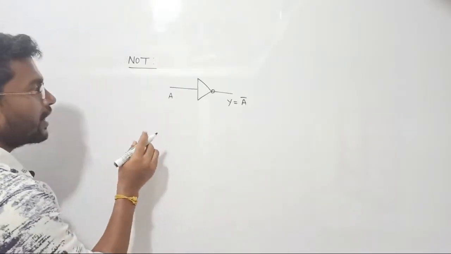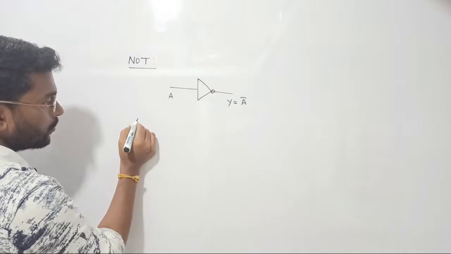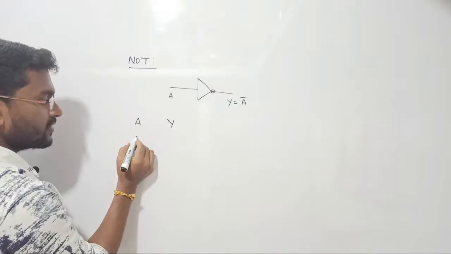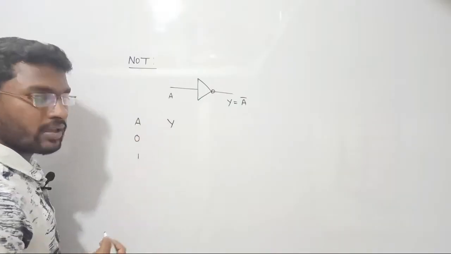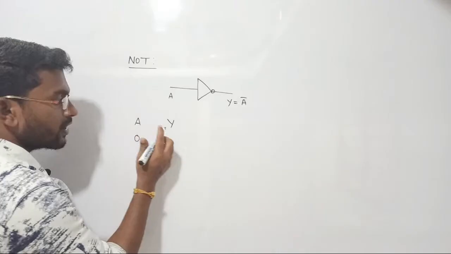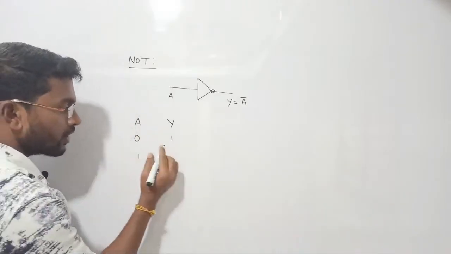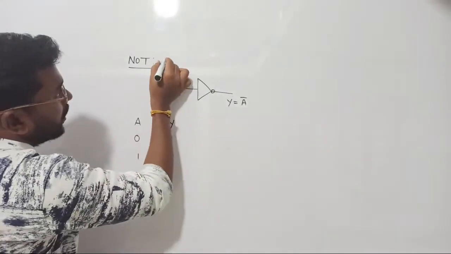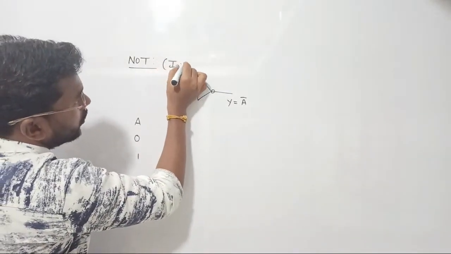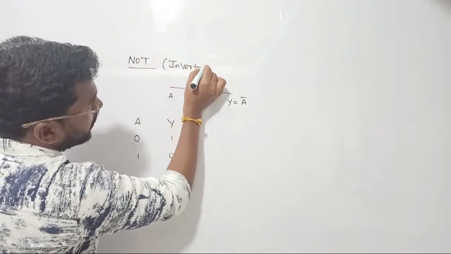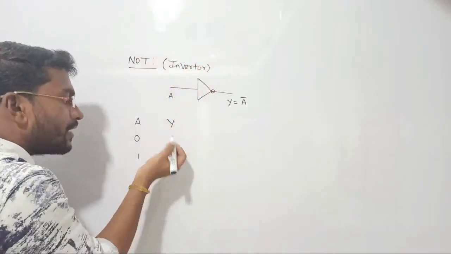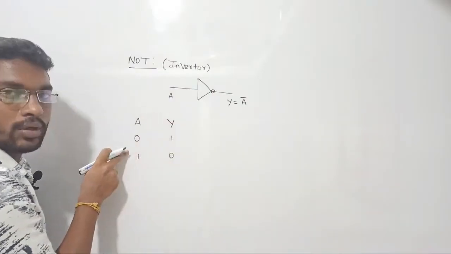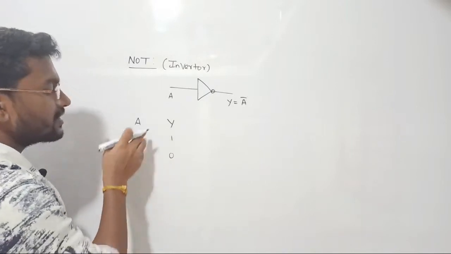Now let us see its truth table. Input is A, output is Y. Input A is either 0 or 1, two possibilities. If the input is 0, the output will be 1. If the input is 1, the output will be 0. Why? Because this is called an inverter, so the NOT gate can also be called an inverter. Because the output is the invert of the input. I am giving 0 but getting 1, the inverted version of the input. I am giving 1 but getting 0, again the inverted version of the input.